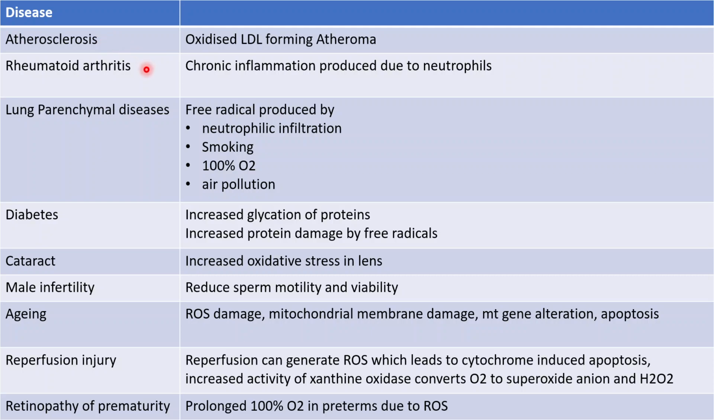Similarly, in case of rheumatoid arthritis, which is a joint pain, okay, so you have painful joints, there occurs chronic inflammation. This chronic inflammation is because of the excess of neutrophils which are there.